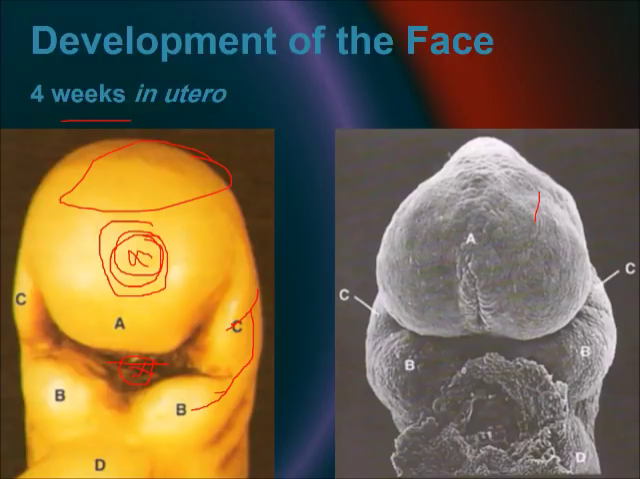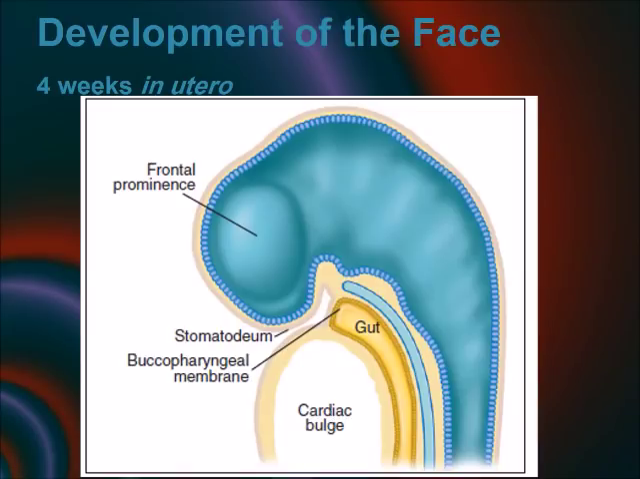Here is a scanning electron microscope image. You can identify A, the frontonasal process, C, the maxillary process, and B, the mandibular process from the first arch, the mandibular arch. This is the primitive mouth or the stomodium. If we take a sagittal section of that embryo, here you can see the frontonasal process, here is the developing pharynx and gut, and here is the primitive mouth or stomodium.